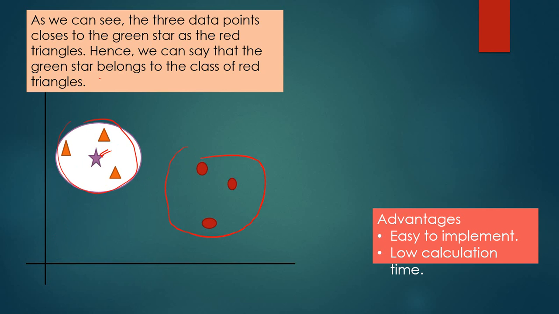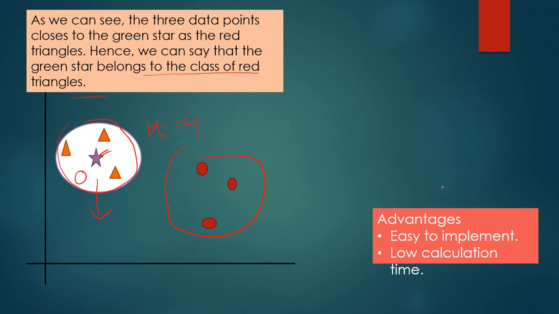Hence we can say that the green star belongs to the class of red triangles. The idea here is that k tells you the exact number of data points you need to take, and you see what is the maximum number of categories it is similar to. Remember a case where one of the circles is also there. Now we've got 4 data points, k equal to 4, right? But there are 3 triangles and only one circle, so the star belongs to the group of triangles, not the circle, because the number of triangles is more.